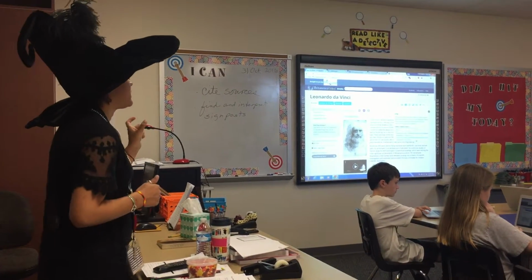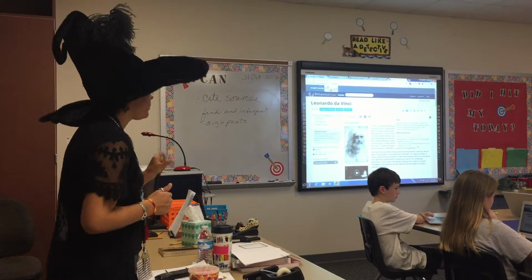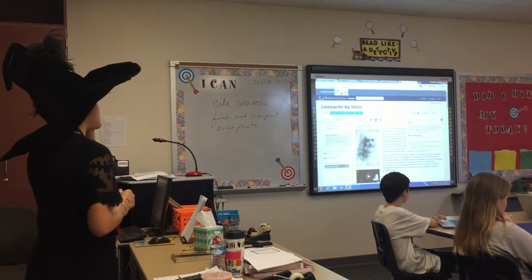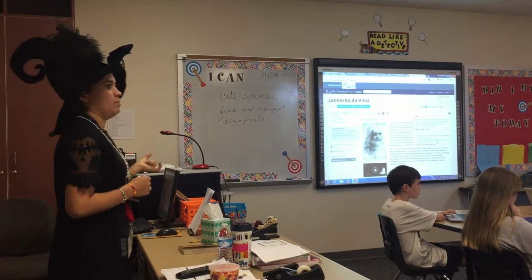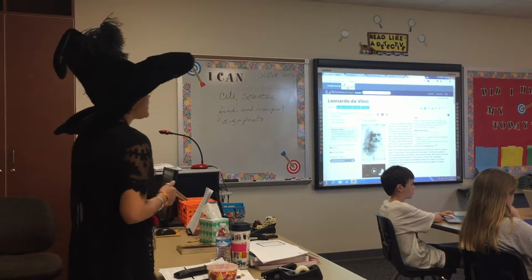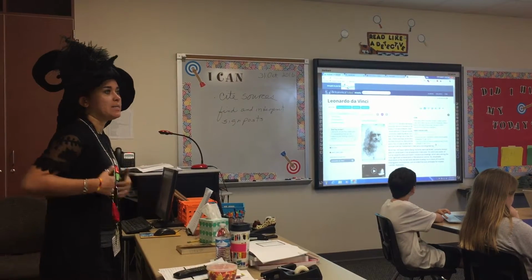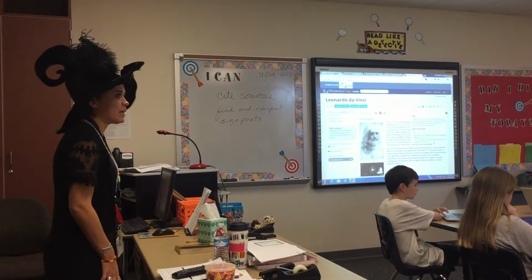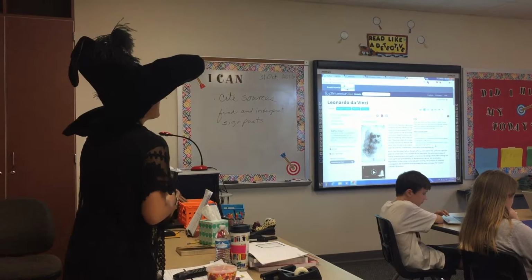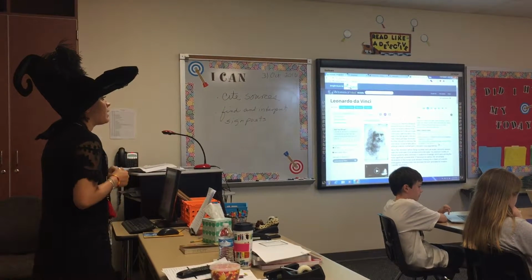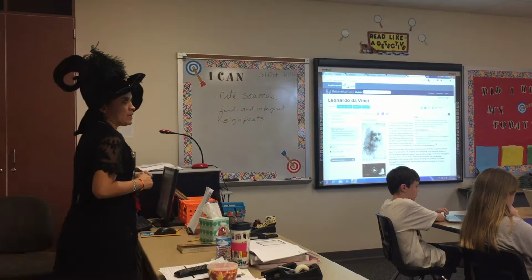The first part of the citation is the title of the article. After that, it says where you got it from. So you got it from Britannica School. And then it says the company that puts that together, which is Encyclopedia Britannica. Next is the date that the article was created.